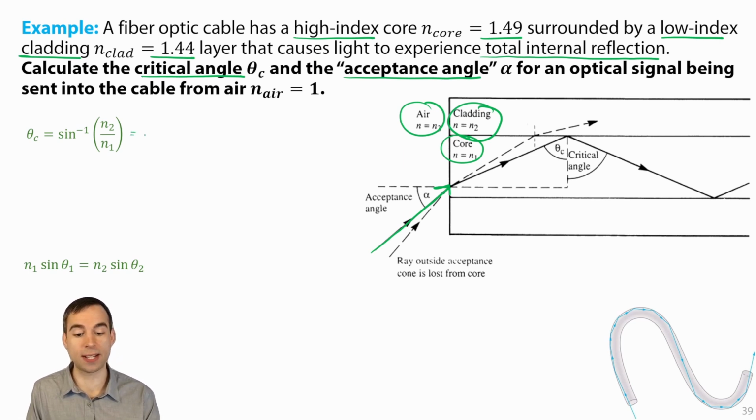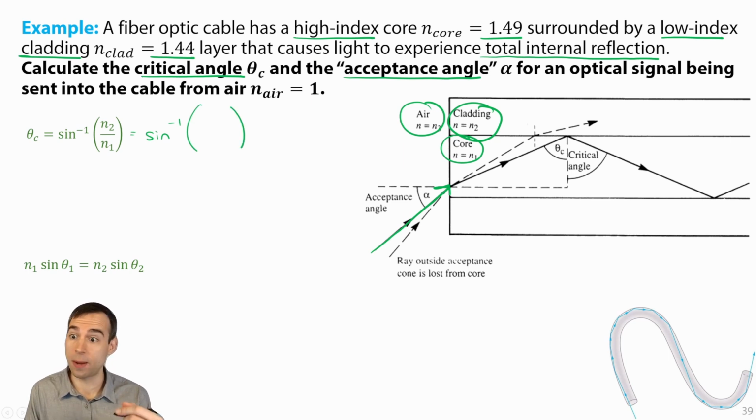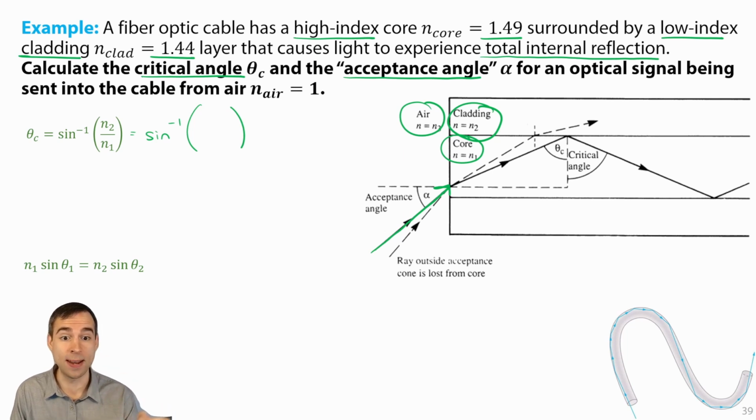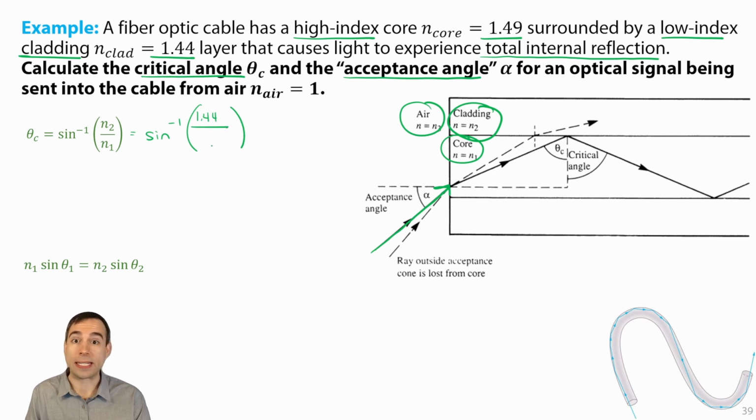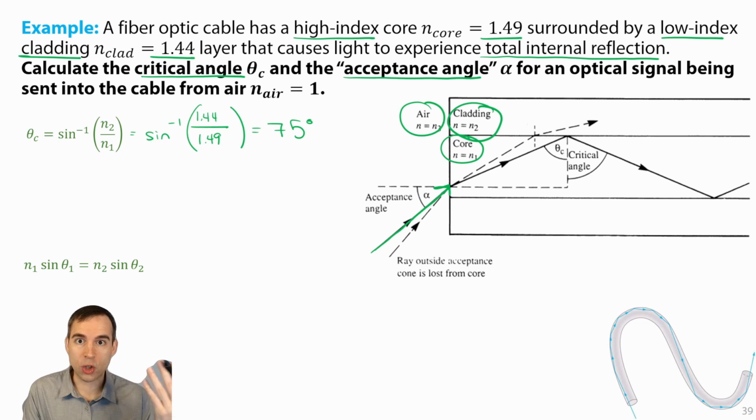We have our equation here, and it's as easy as plugging in the inverse sine of each index of refraction over one another, but you want to make sure you're very careful about which value you label as N2 and N1. Remember, N2 would be the material that the light is trying to transmit into, so that would be the cladding in this case, 1.44, and N1 is the original material that the light ray is traveling in. We're talking about the right side of this diagram right now, and so that would be 1.49, the index of refraction of the core. And so the critical angle for this fiber optic cable ends up being about 75 degrees. That's a pretty large critical angle.